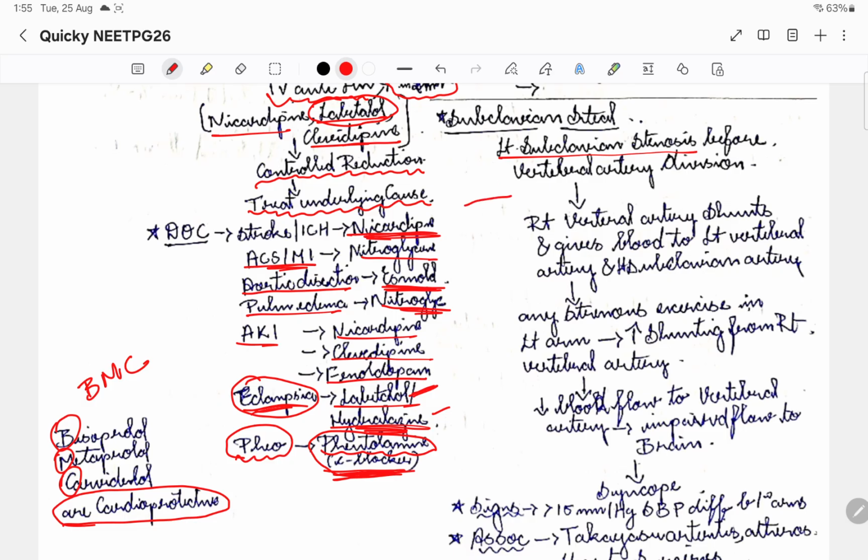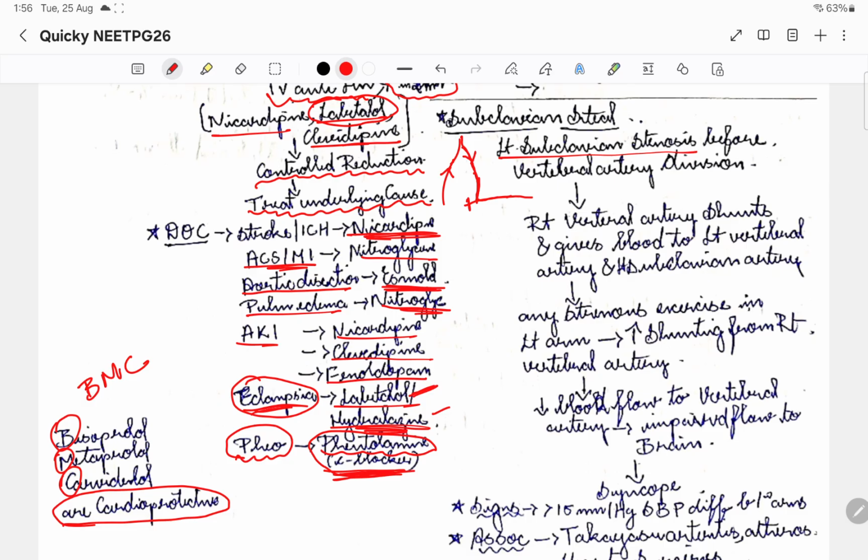Okay, so the subclavian artery is there. Here the vertebral artery is getting divided and going on to form the circle of Willis, right? So before that division, if stenosis happens, the other side, the right side, for example, this is on the left side, the right vertebral artery will form the shunt and give blood supply to the arm. So this is how the shunting happens.